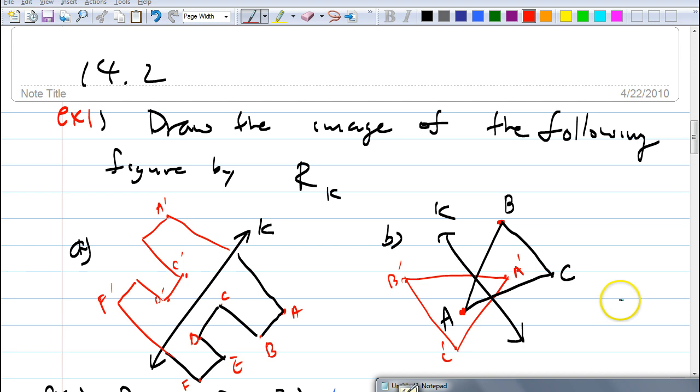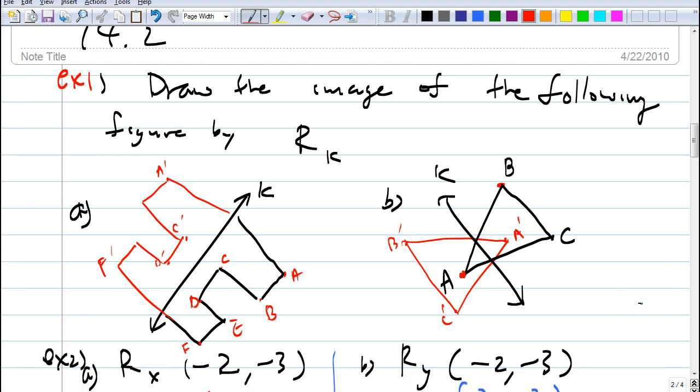Now, what if I give you ordered pairs like this? What would you do? Let's hold on. What do you think R sub X means? Reflect on the x-axis. What do you think R sub Y means? Reflect on the y-axis. Do you think you could actually graph this if you wanted to? Yeah, go ahead. Everybody think about it. See what you get.